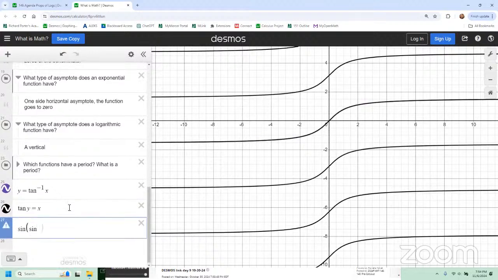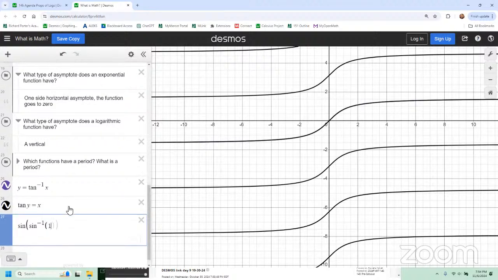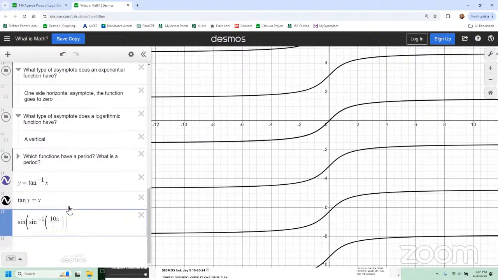Remember, if you compose a function with its inverse, let's try 10 pi over 4. The sine of the inverse sine of 10 pi over 4. I know why. Let's do it this way. You can't do any of those. It's this way that gives you the problem: the inverse sine of the sine of 10 pi over 4. Those should cancel out and give you 10 pi over 4, but they don't.